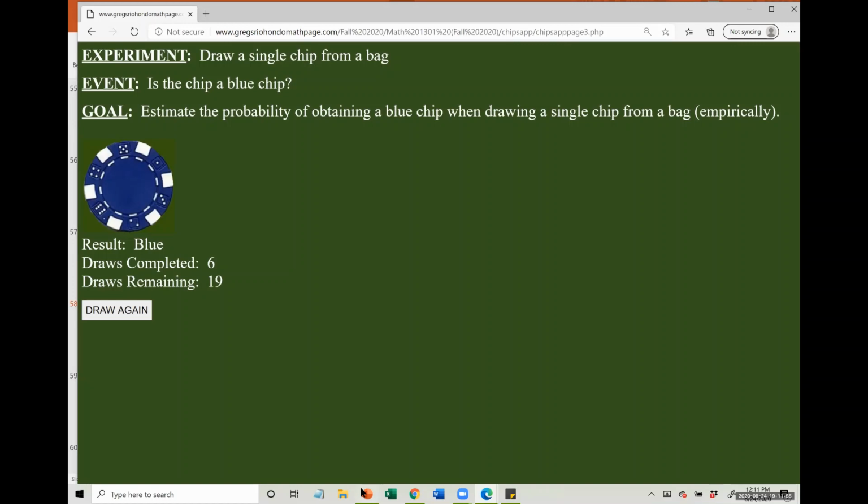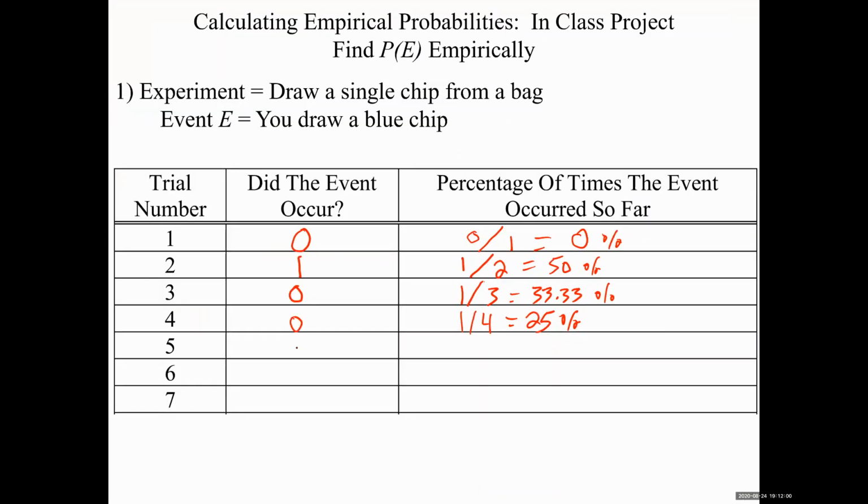Okay. So here's what happened. We got not blue, and then we did get blue. So for this percentage, it's going to be 1 out of 5. But then for this last percentage, we got 2 blue chips total so far out of 6 attempts, which is 33.33%. Okay, so you're going to do what I just did. You're going to do it 25 times. I only have room for 7 here.